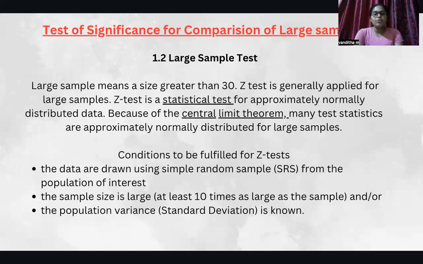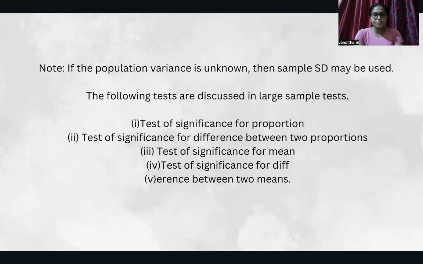Conditions to be fulfilled for Z-tests. The data are drawn using simple random samples, which is also known as SRS in short, from the population of interest. The sample size is large, at least 10 times as large as the sample, and the population variance, that is standard deviation, is known. These are the three conditions that have to be fulfilled for Z-test.